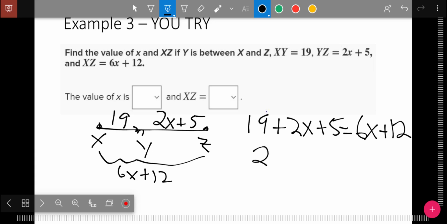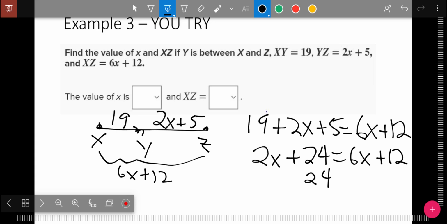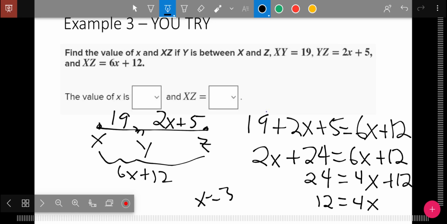19 plus 5 makes this side. Remember, do all the math you can on one side before you try to combine sides. All right, so 19 plus 5 is 24. Now I'm going to subtract 2x from both sides. I'm going to then minus 12 from both sides. Then divide by 4, and I kind of ran out of space, so I'm going to write over here that x equals 3. And then you had to plug it back in to find xz. And I don't have room, so when you plug it back in, 6 times 3 is 18, plus 12 is 30. Hopefully you were able to do that successfully as well.